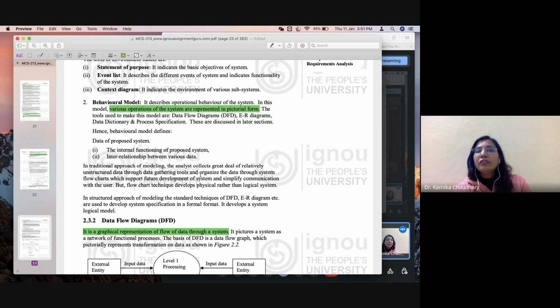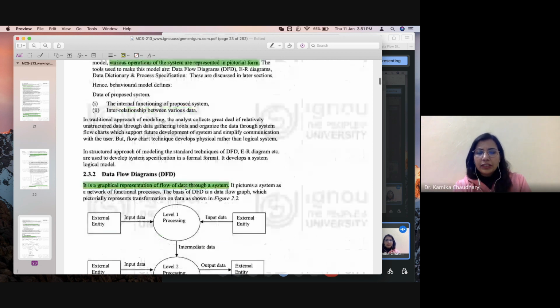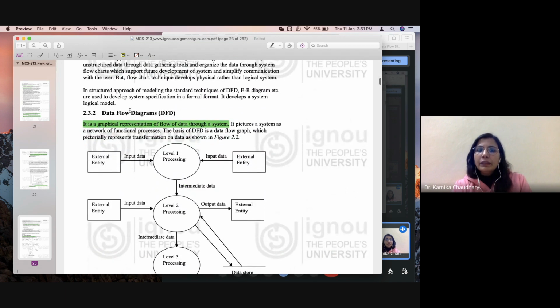Just understand, behavioral model means it describes the operational behavior of the system. How the system is going to function comes under the behavioral model, and it is always represented in pictorial form. Pictures are always used in order to represent any process flow in your system. We will understand it more clearly when we see it. For example, the first behavioral model is our data flow diagrams, or DFDs.